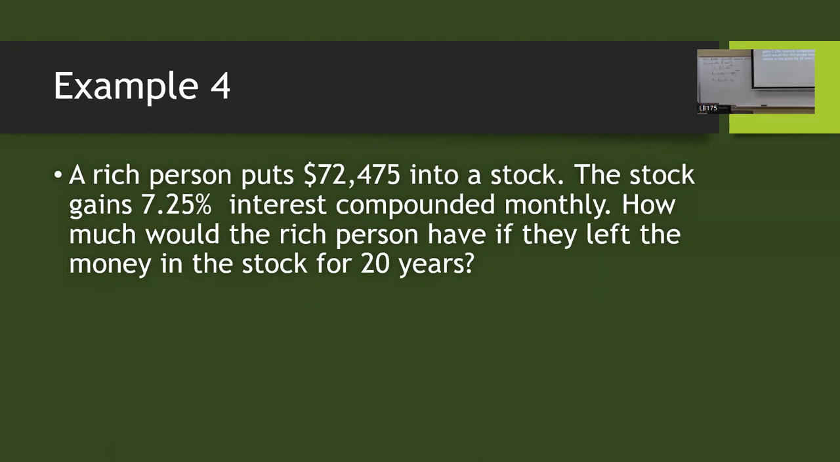Now, all of the same principles work the same no matter what scenario we're in. So I want you to try this one on your own as well. A rich person put $72,475 into a stock. That stock gets 7.25% interest compounded monthly. How much would that rich person have if they left the money in the stock for 20 years?